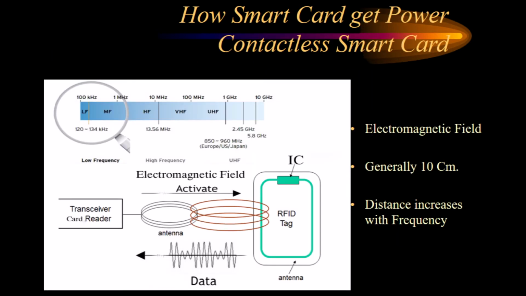Now let's see how power is getting transferred in a contactless smart card. The card reader will generate electromagnetic radiation all the time around it. When the card comes in the vicinity of this card reader, this electromagnetic field is captured by the antenna of the smart card and then this power is transferred to the microchip. Generally the vicinity is 10 centimeters, but it can be increased by increasing the frequency of the electromagnetic radiation.